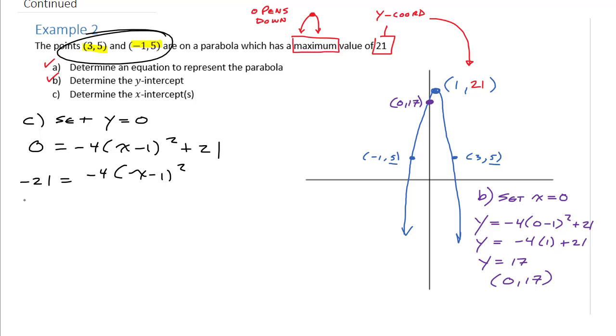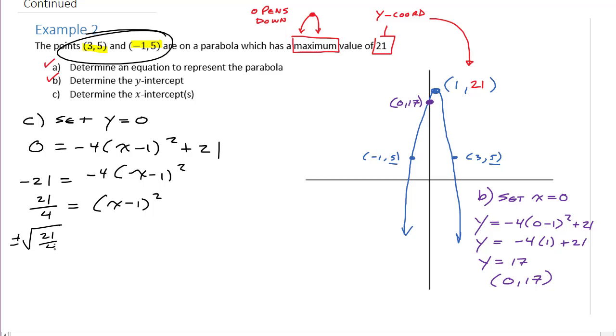Okay, so we're going to have negative 21 divided by negative 4, right? So that's just going to give us positive 21 over 4. And we have x minus 1 squared. The next thing we want to do is get rid of the square by square rooting both sides. So we're going to have plus or minus the square root of 21 over 4 equals x minus 1. And the final thing we're going to do is add 1 to both sides. So 1 plus or minus the square root of 21 over 4 is x.